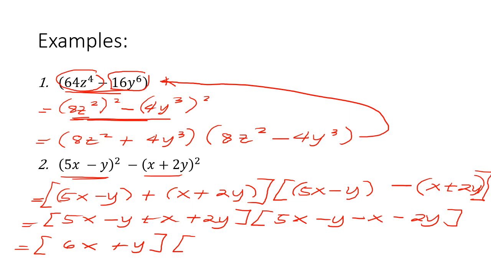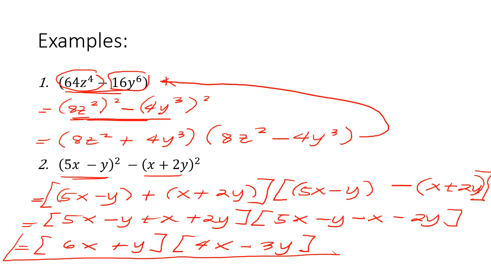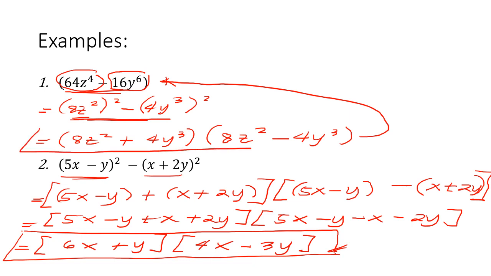Then the quantity of 4x minus 3y. So this is the final answer. Because we still can get the simplified form by doing combining like terms for each factor. And this one for number 1, this is the final answer.